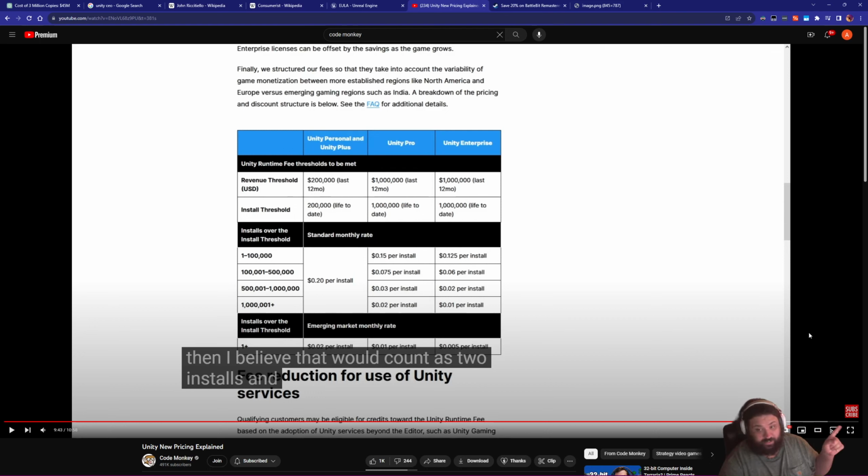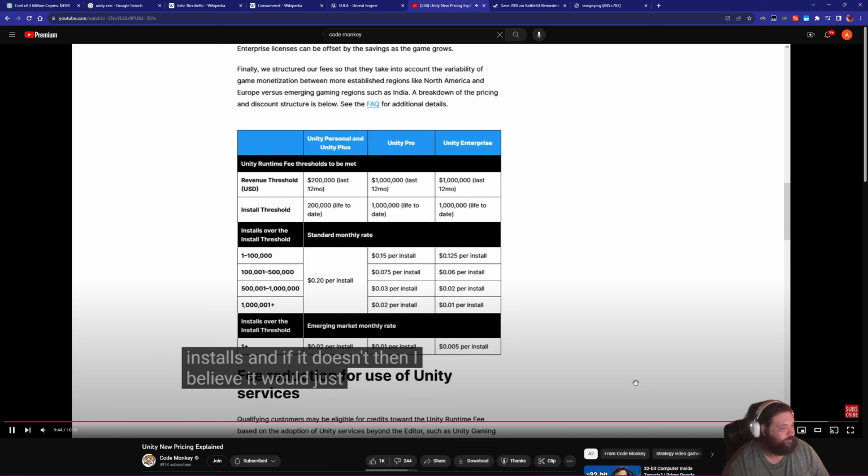And so this can get ridiculous very quickly if you have users that have multiple devices and prefer to use multiple devices. I have a phone, I have a tablet, I use those quite frequently. I have a desktop. I use that quite frequently. I just feel like a lot of this seems to be glossing over a lot of the big problems here. And if it doesn't, then I believe it would just count as one install.